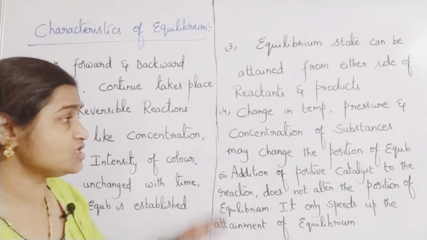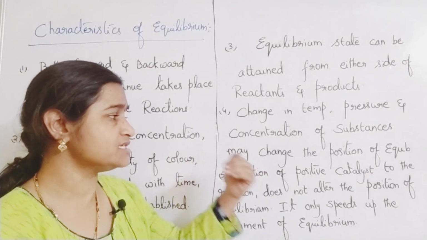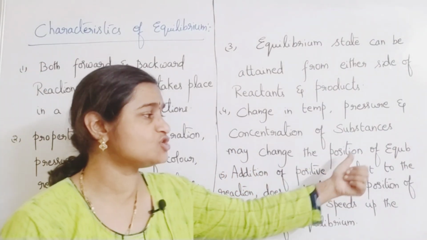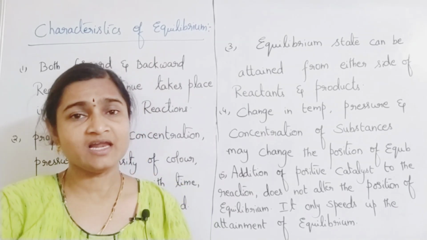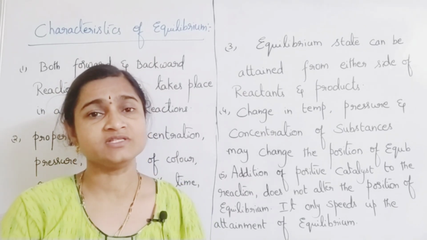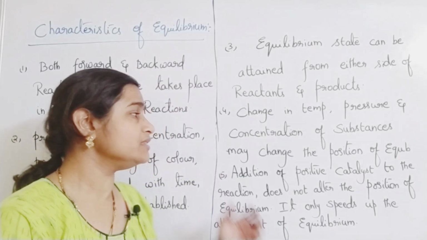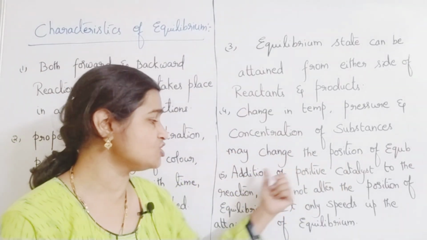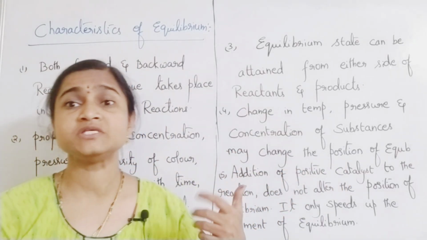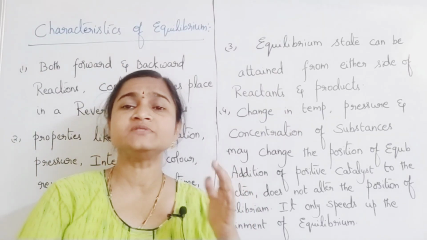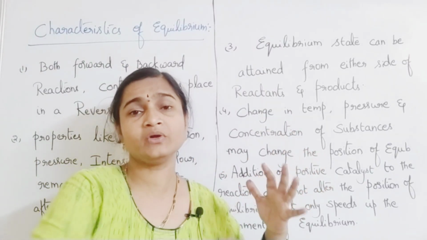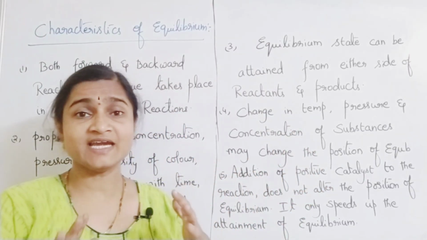And next, change in temperature, pressure and concentration of substances may change the position of equilibrium. మనం ఎక్స్టర్నల్గా టెంపరేచర్ కానీ, కాన్సన్ట్రేషన్ కానీ, ప్రెషర్ కానీ ఇంక్రీజ్ కానీ డిక్రీజ్ కానీ చేసాం అనుకోండి, దెన్ వాట్ విల్ హ్యాపెన్, it will change the position of the equilibrium. ఓకేనా, పొజిషన్ మాత్రమే మారుతుంది, ఈక్విలిబ్రియం స్టేట్ పొజిషన్ మారుతుంది అంతే. ఓకేనా, ఆర్ యూ ప్లీజ్ అండర్స్టాండింగ్ దిస్ పాయింట్ ఆర్ నాట్?